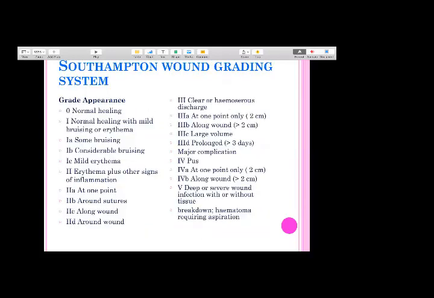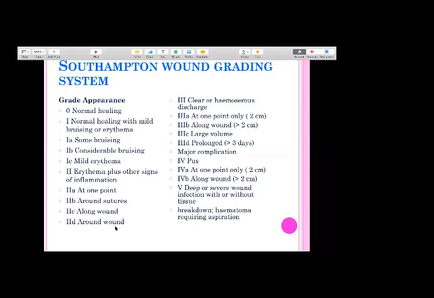Southampton wound grading system, it's based on the wound appearance. Zero means normal healing, that's the first grade, zero. If there's bruising, slight, you want A, considerable amount, B, and then mild erythema along with it, C, one C. Second grade is erythema plus other signs of inflammation. 2A at one point, 2B around the sutures, 2C along the wound, and 2D around the wound.